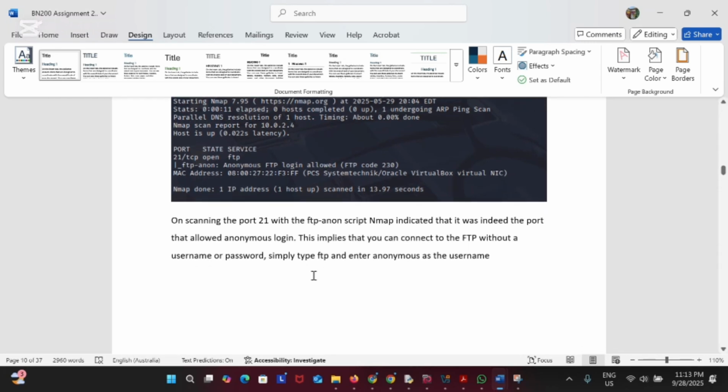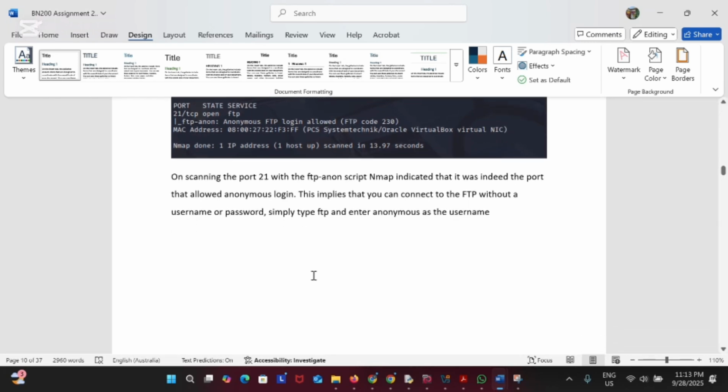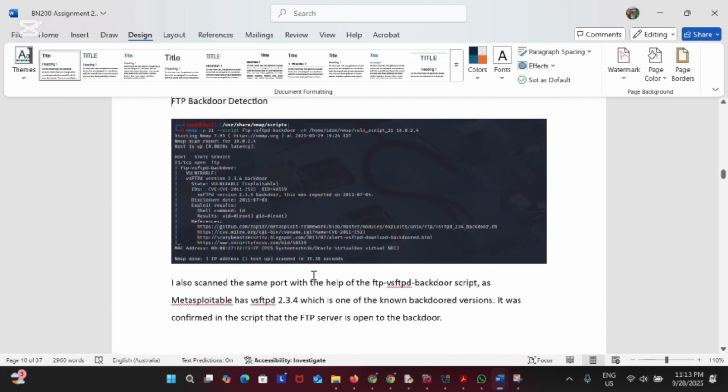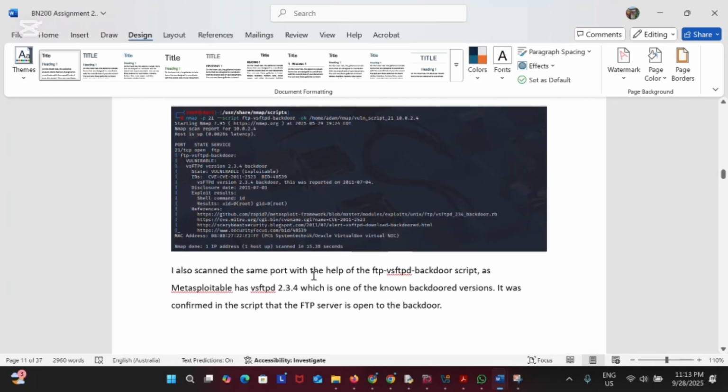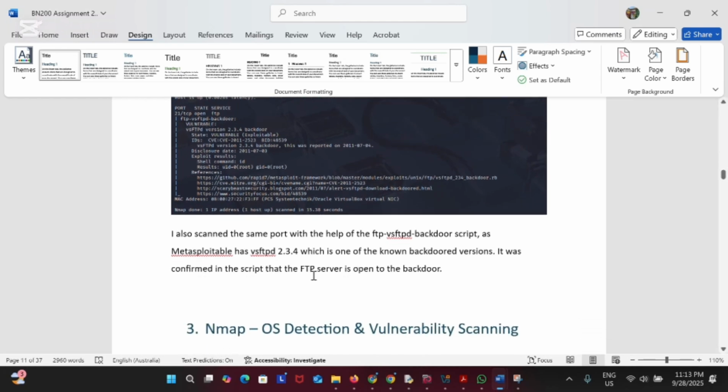authentication. We also used the FTP vsftpd backdoor script which detected that the vsftpd 2.3.4 service contained a well-known backdoor vulnerability. This demonstrates how NSE scripts can easily identify specific security flaws.